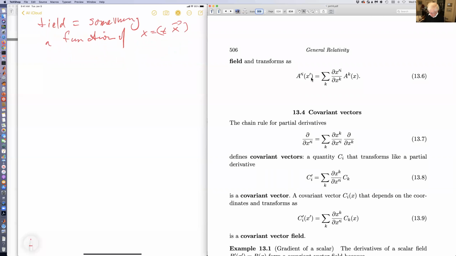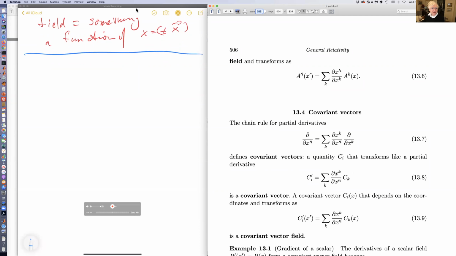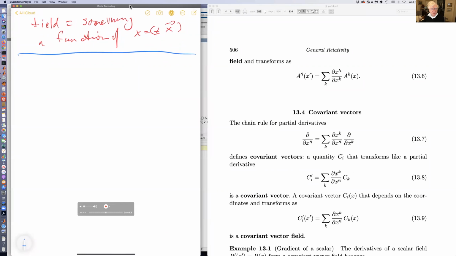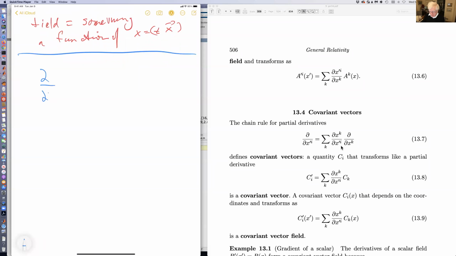And now the chain rule for derivatives, so let me switch to maybe a different color now. The chain rule for derivatives is right here. Let me move this over just a bit. So the chain rule for derivatives, of course, is that the partial with respect to x prime i is the sum k equals 0 to 3, partial xk over partial x prime i, times partial with respect to xk. So that's just the chain rule. And that defines covariant vectors.